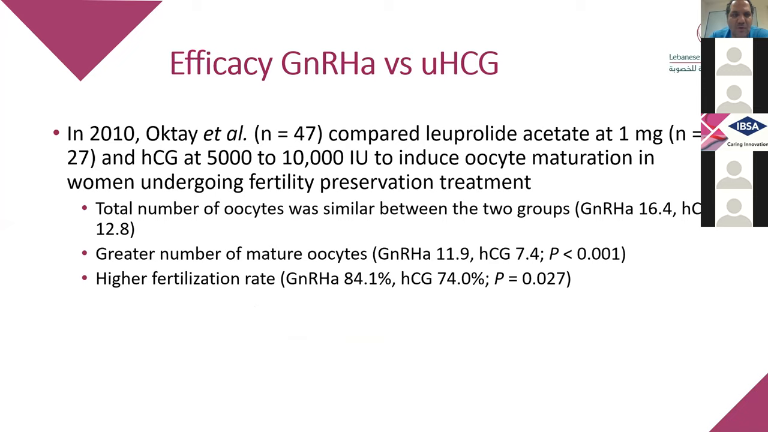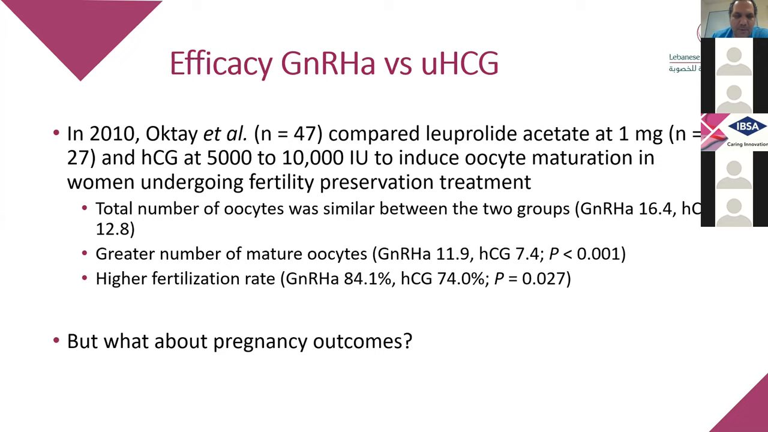Similarly, in a study in fertility preservation, they also showed that leuprolide acetate did not have an adverse outcome. Actually, they had a similar number of oocytes, and even a greater number of mature oocytes and a higher fertilization rate when they compared GnRH agonist leuprolide 1 milligram to urinary HCG. However, in this situation, there were oocyte donation and fertility preservation, so we're not putting embryos back. So what about the pregnancy outcome?